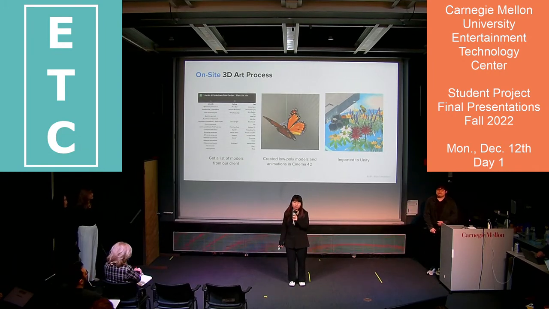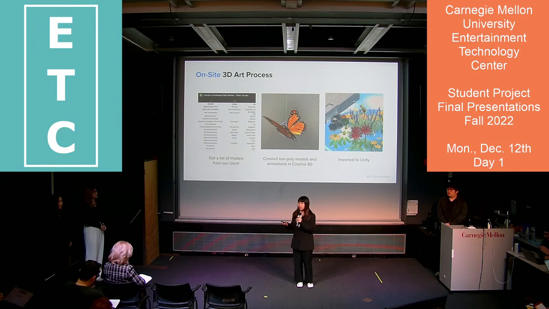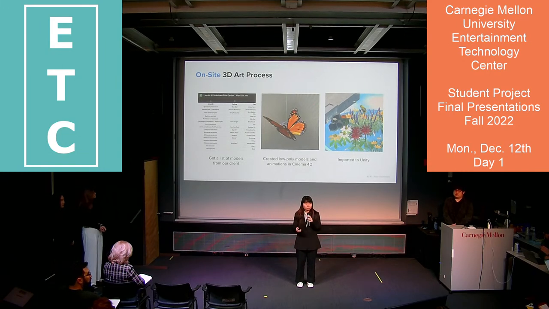So now I'm going to talk about the art process. We got a list of models from our client before we started making objects. And then we created low poly models and animations. The reason why it's low poly is that, one, it is better supported in AR environments, and two, a figurative approach can explain the concept better for elementary kids. After we made those models, we imported them to Unity.